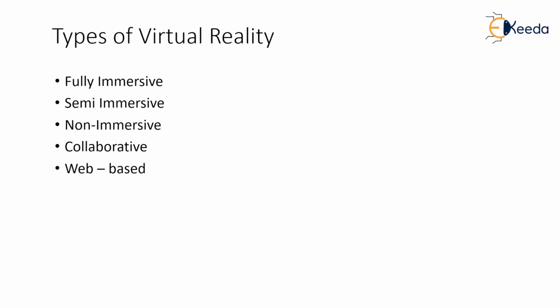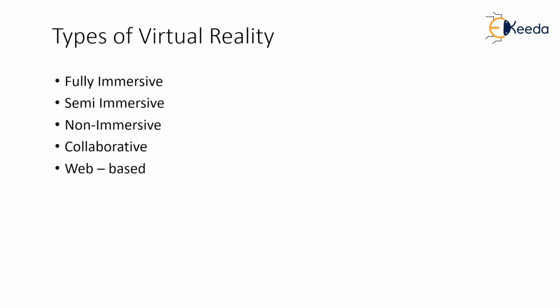There are different types of virtual reality also, based on how the virtual reality experience was developed, based on how users consume it. The virtual reality can be classified into five different types: fully immersive, semi immersive, non immersive, collaborative, and web based. Let me start by giving you a brief idea about what these types actually mean. The details of the types of virtual reality will be discussed in the upcoming lectures.